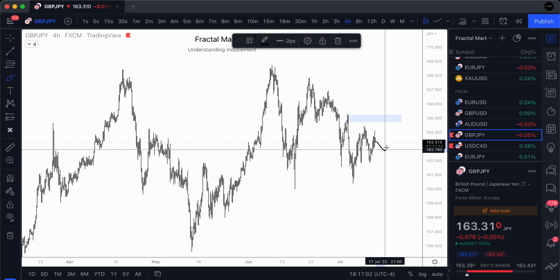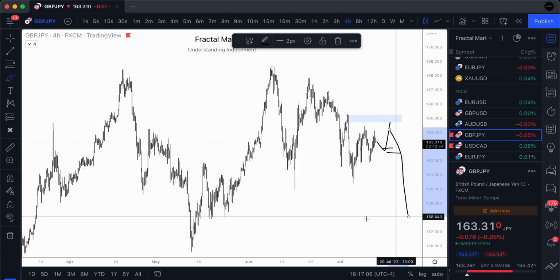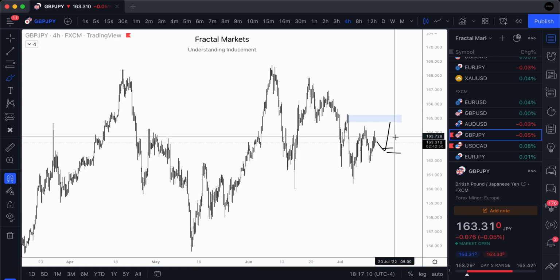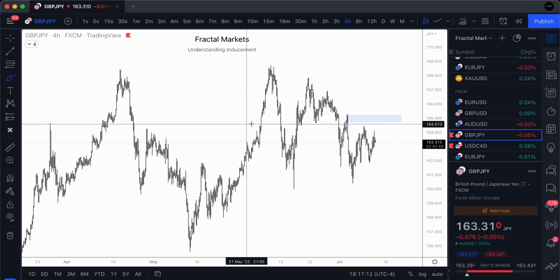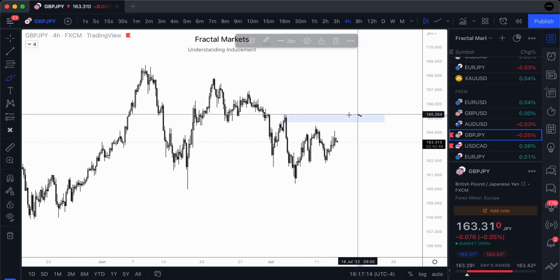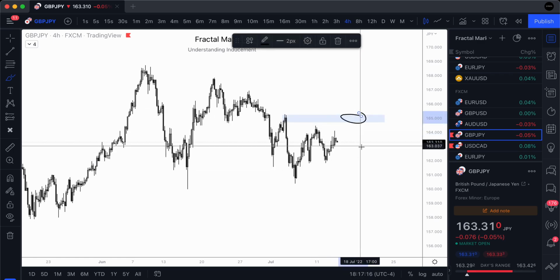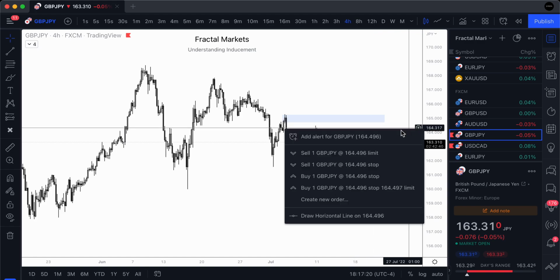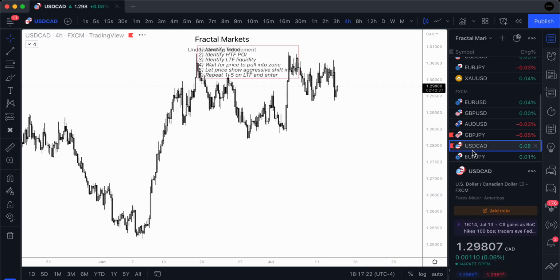So I'd love to see this high get induced, get people tricked into this, and then come down deeper into these levels down here. That is essentially what I'm looking for. Again, doesn't mean it's going to happen, but if and when it does, I'll know exactly what to look for. Actually, just going to set a quick alert right here, and that's good.